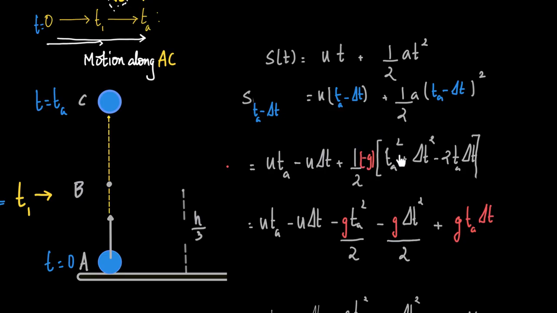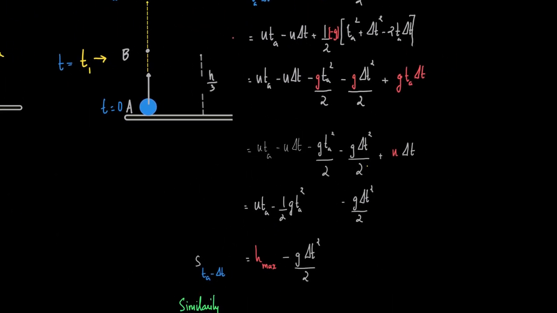Multiplying this negative g within the brackets: minus g t_a squared by 2, minus into plus, minus g delta t squared by 2, minus into minus, plus g t_a delta t. Oh wait, I missed something here, which is by 2, and since there is another 2 here, 2 by 2 is 1. Okay, so we don't need that one.